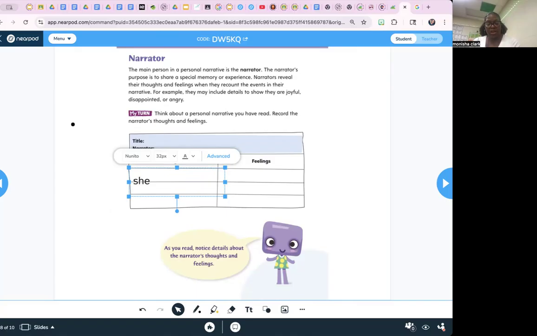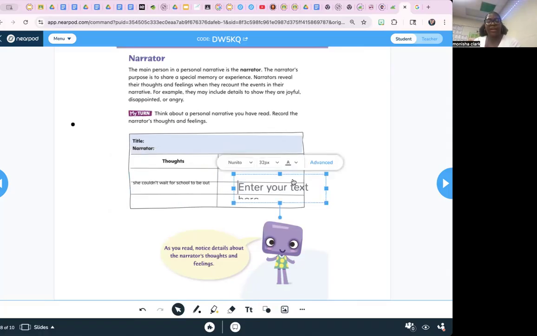So her thoughts were, let's make that smaller, she couldn't wait for school to be out. How did she feel? She was excited. She was very excited. She was waiting for school to be out. Now, I want you guys to think about some other thoughts and feelings that she may have had. I know she felt happy. What's one of the reasons, or go back to some of the thoughts that she had and tell me a thought that she may have had that would have made her happy.